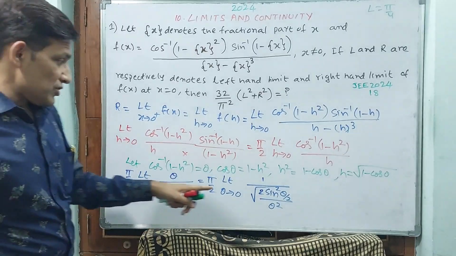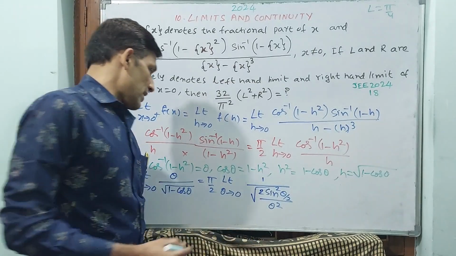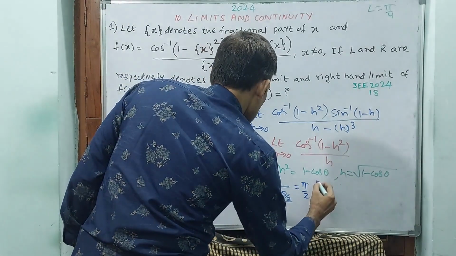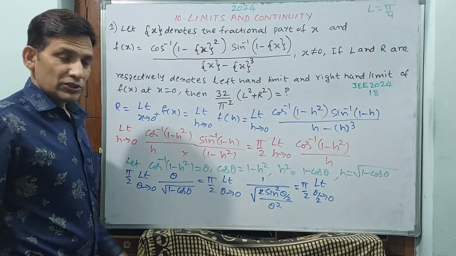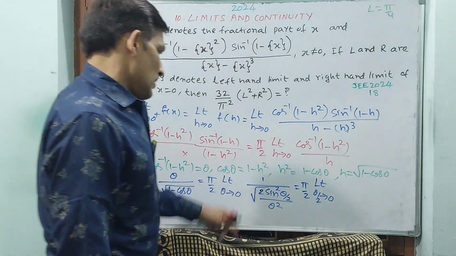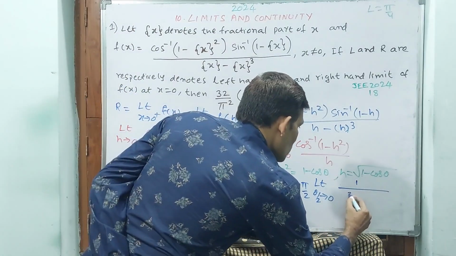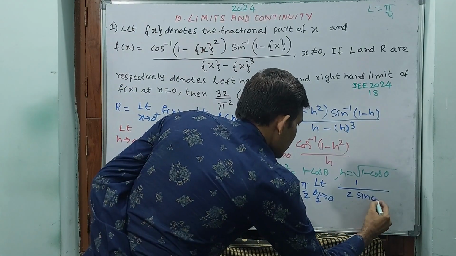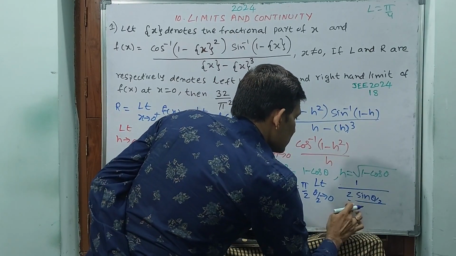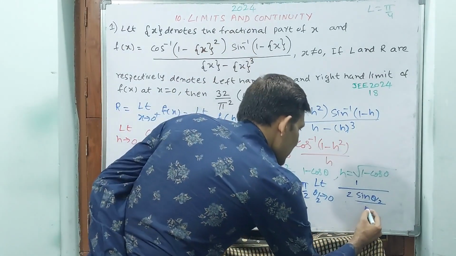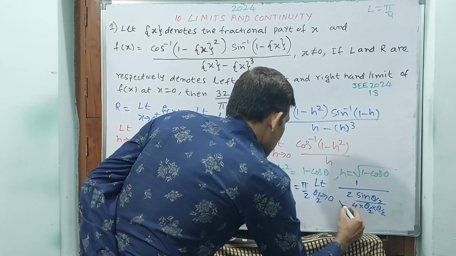Now see how I am changing this. Here theta by 2 is there, here theta is there, theta square. Now again I have to convert. See how I am converting. Pi by 2, limit theta by 2 tends to 0. Why? Because when theta tends to 0, theta by 2 also tends to 0. Divided by 2, divided by 2. Now the numerator is 1. The denominator is 2 sin theta by 2 by theta by 2, into theta by 2, into 4, all under root only.